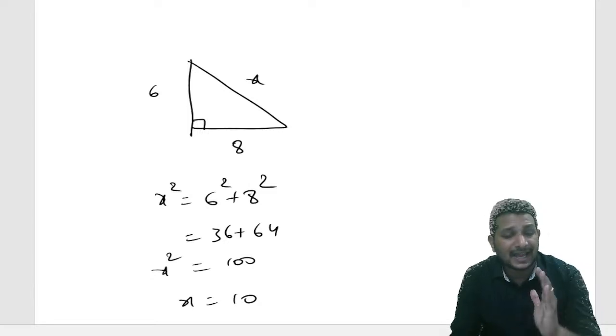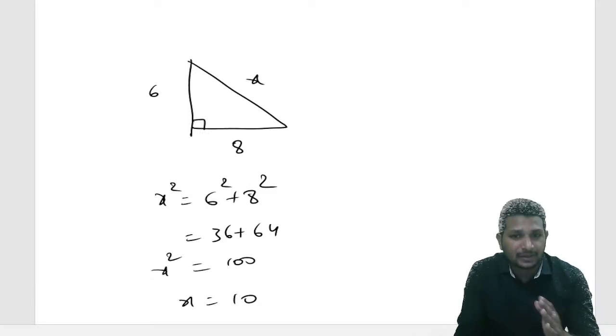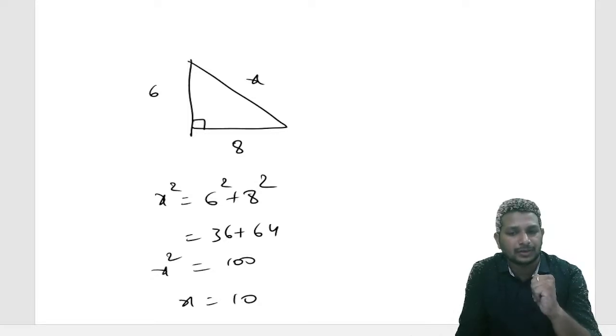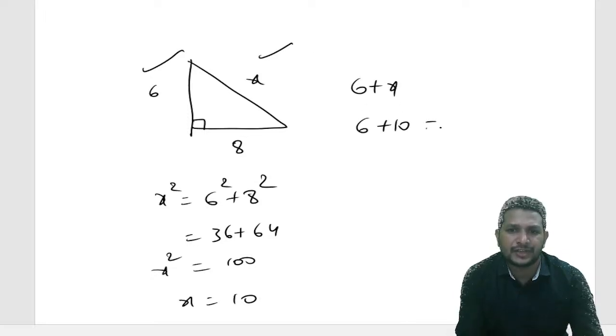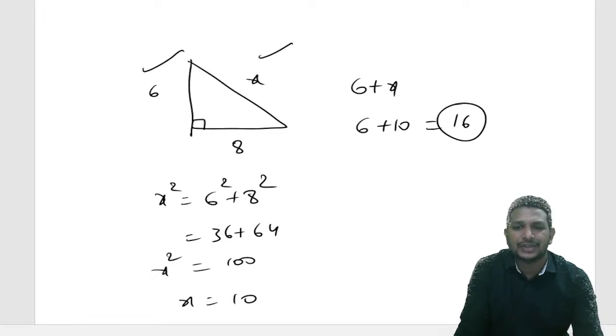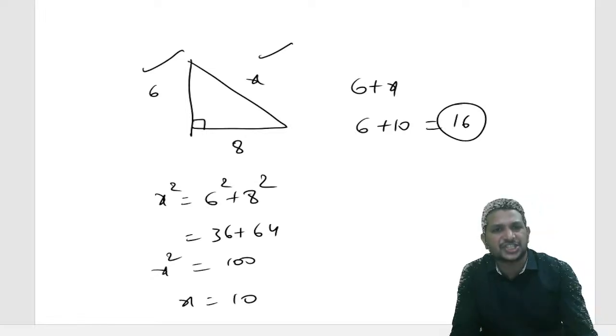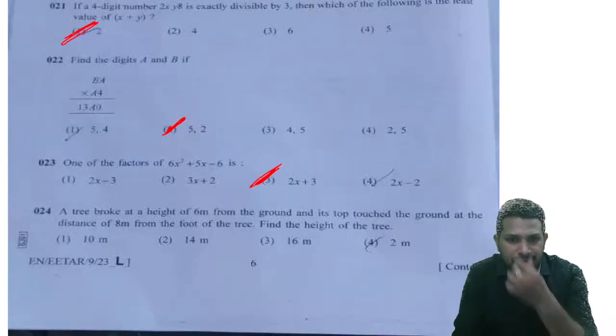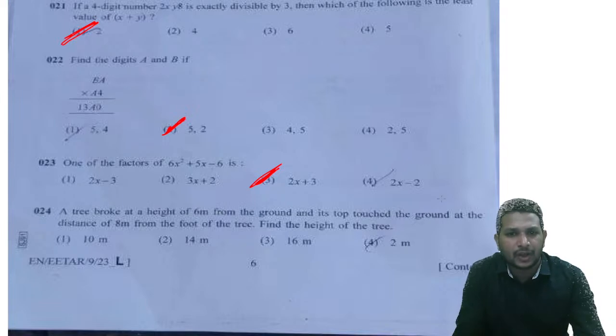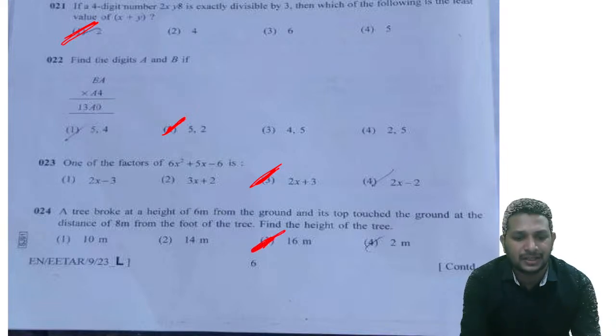But here they're asking to find the height of a tree. The tree was broken. So the height of the tree will be what? The 6 plus x, right? So 6 plus 10, we got the answer as 16. So the actual height of the tree is how much? 16 is the answer. Understood? So the answer for this question is 16, which is nothing but option 3.